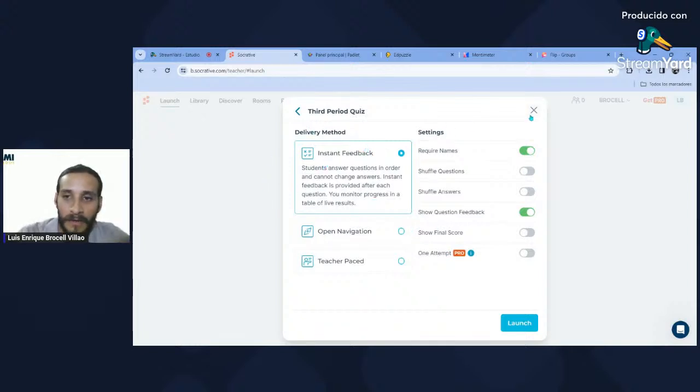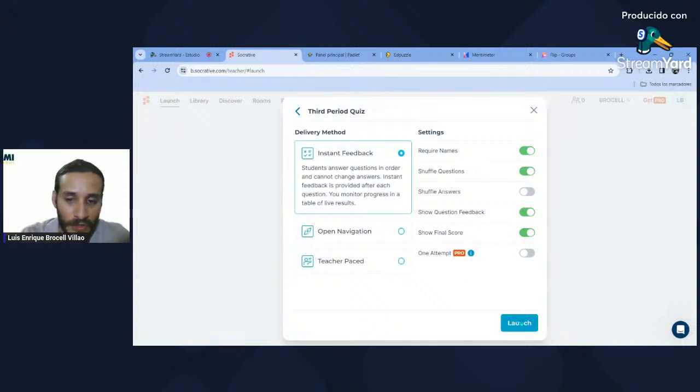When we click on that quiz, we have these settings. Require names. Yes, of course we are going to require the names of our students. Shuffle questions. Maybe we can shuffle the questions that we have made before. Shuffle the answers. It's not so good. Show final scores, and then show question feedback. This is awesome because the students don't have to wait until the end of the quiz to have the correct answer. If they get some questions wrong, they are going to get the correct feedback in real time.